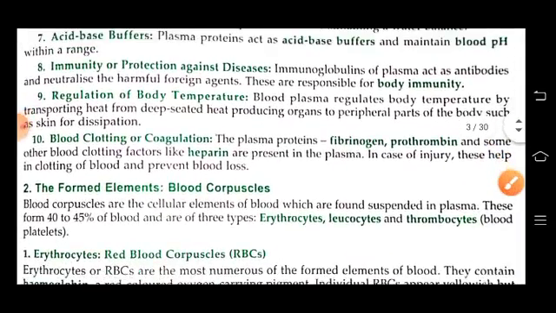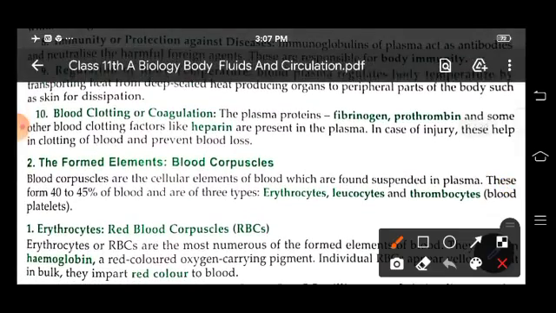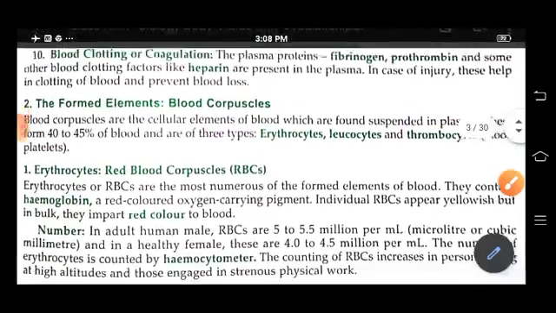Now, the formed elements are the solid elements of the blood. They are the blood corpuscles. They are the cellular elements of the blood, found suspended in plasma. They form 40 to 45% of blood, and they are of three types: erythrocytes, leukocytes, and thrombocytes, or we can say blood platelets. So let's move on to erythrocytes.